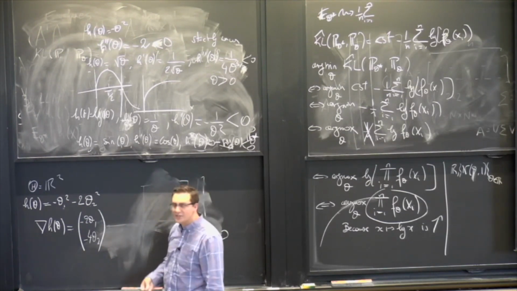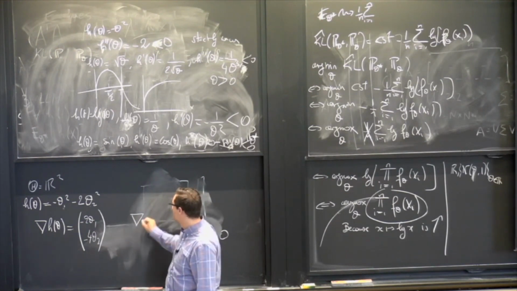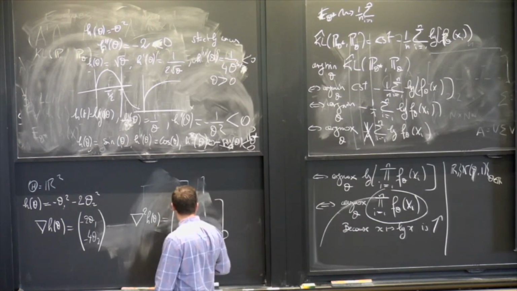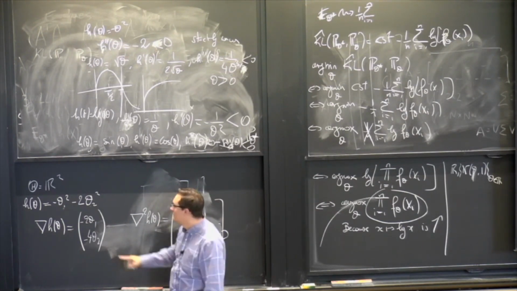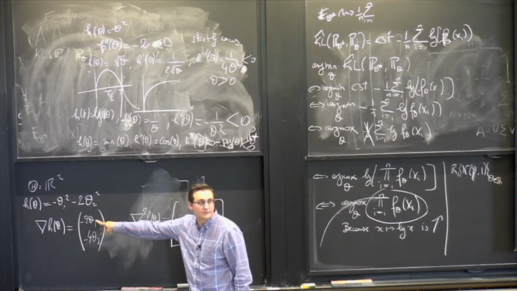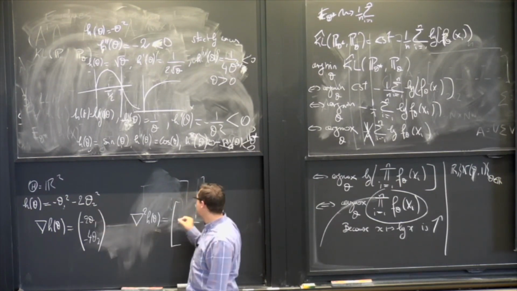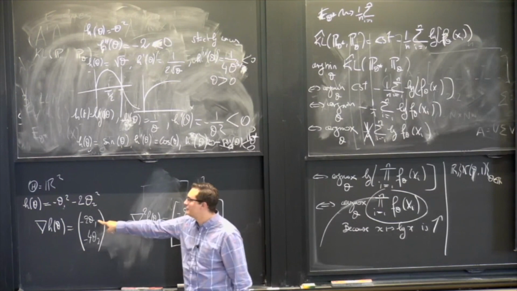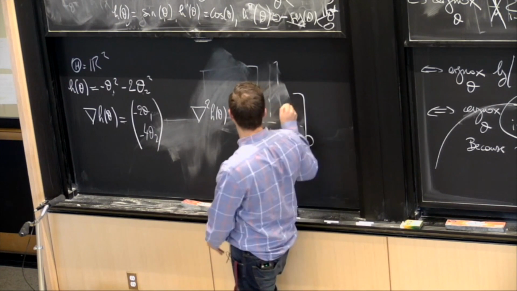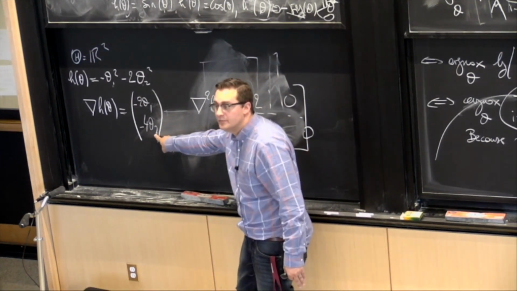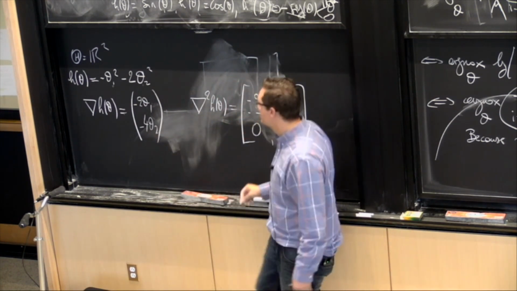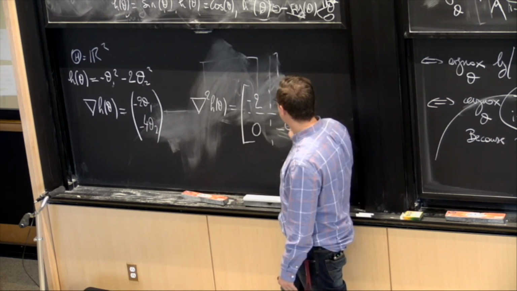And then if I want to do the Hessian, now I'm going to get a 2 by 2 matrix. The first entry I get by taking the derivative of this guy with respect to theta 1. That's easy, that's just minus 2. This one I get by taking the derivative of this guy with respect to theta 2, so I get 0. I treat this guy as being a constant. This one is also going to be 0 because I take the derivative of this guy with respect to theta 1. And then I take the derivative of this guy with respect to theta 2, so I get minus 4.